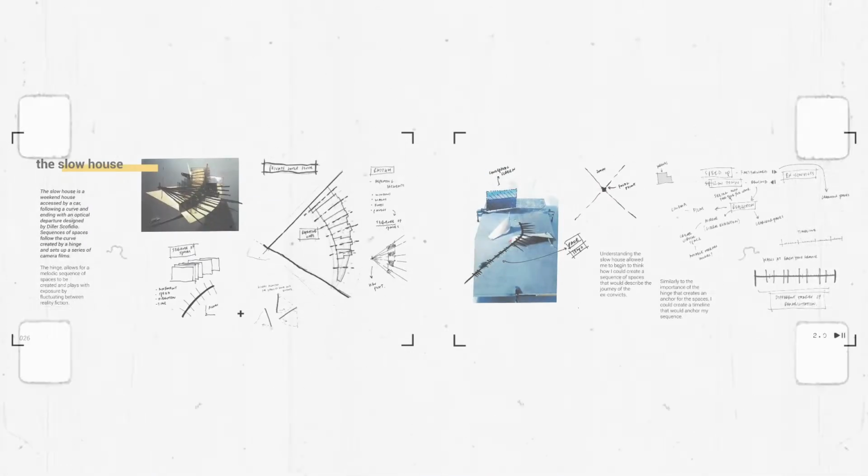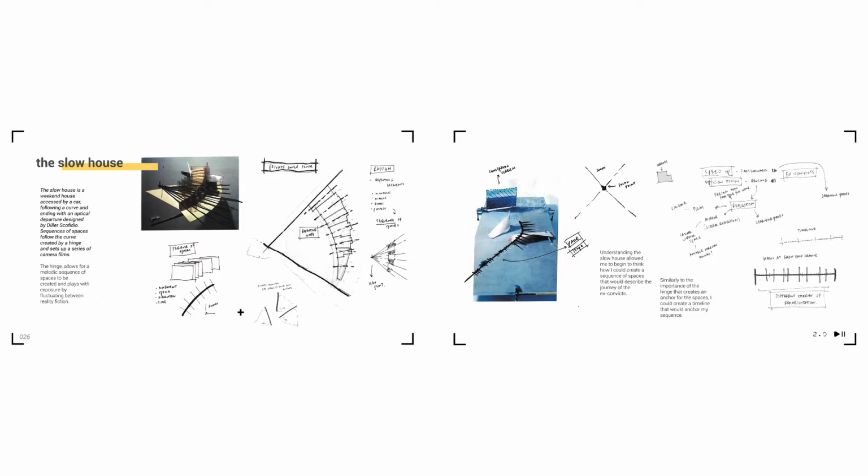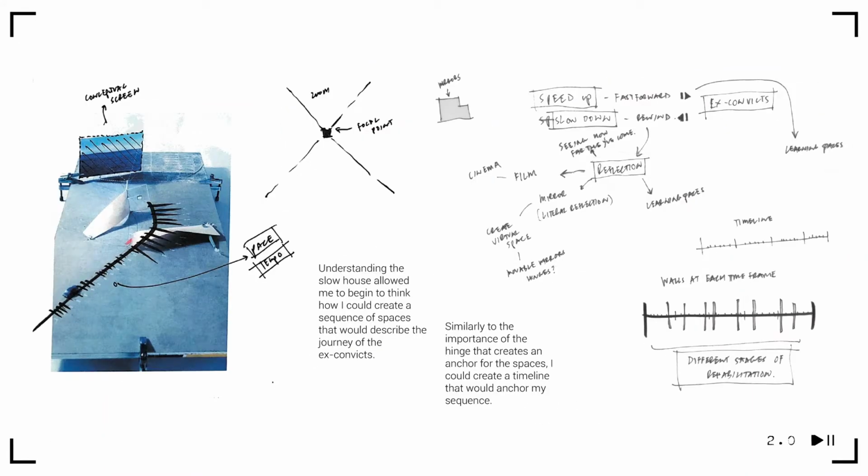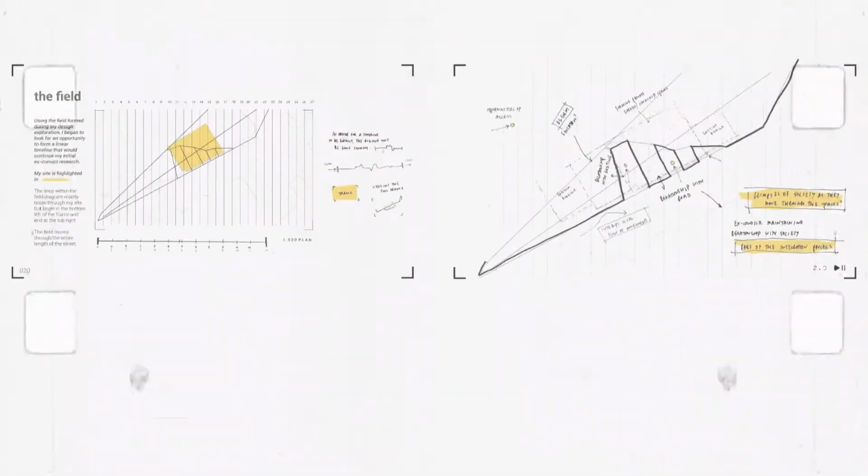The Slow House is a weekend house that follows a curve anchored by a hinge that forms a sequence of spaces. The hinge allows for a melodic sequence of spaces to be created, which also forms a rhythm of spaces. Understanding how the Slow House uses an anchor to form these spaces allows me to form my own anchor to create a sequence of spaces that would alter speed and direction.